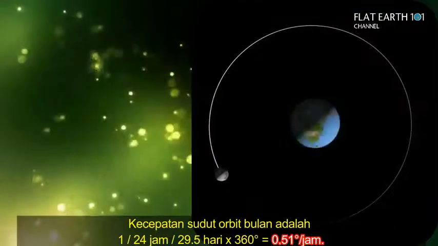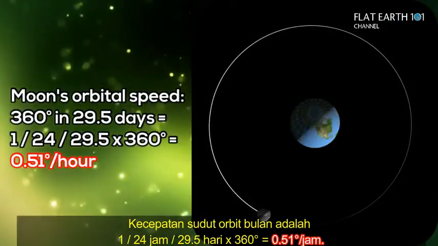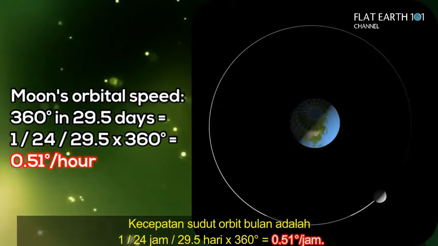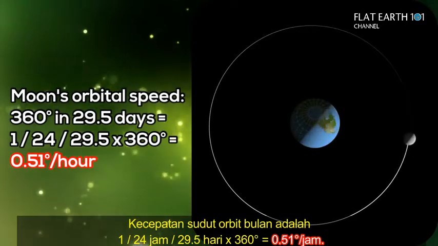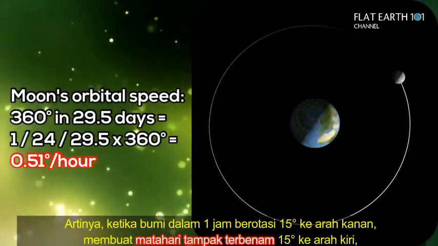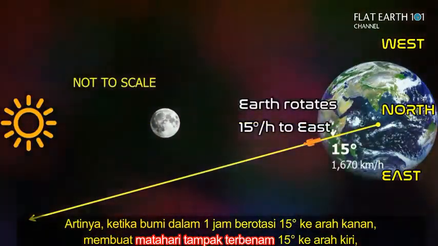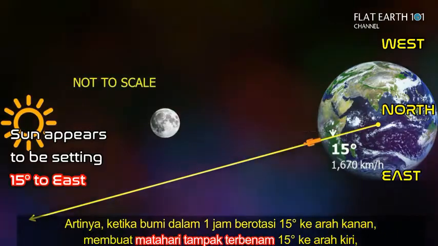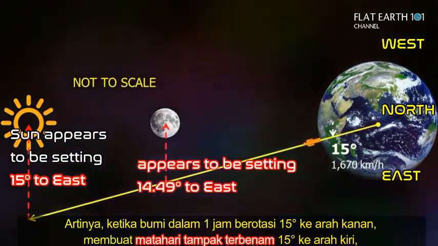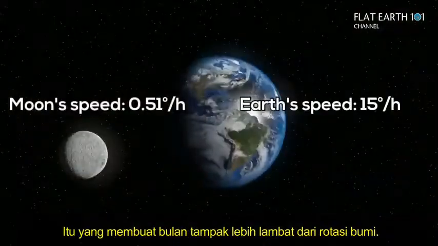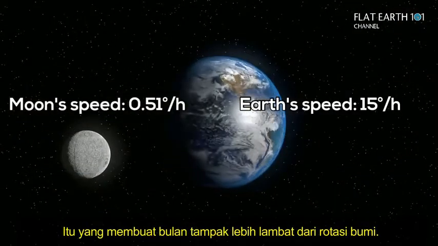The angular speed of the Moon's orbit is 1 per 24 hours divided by 29.5 days times 360 degrees, equals 0.51 degree per hour. That means when the Earth in an hour is rotating 15 degrees to your right, making the Sun appear to be setting to your left 15 degrees, the Moon is moving 0.51 degree to your right. That makes the Moon appear to be slower than the Earth's rotation.